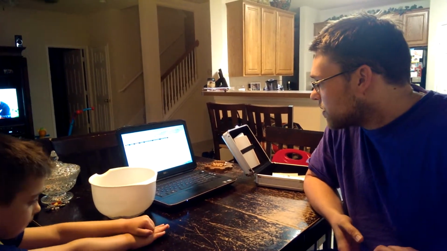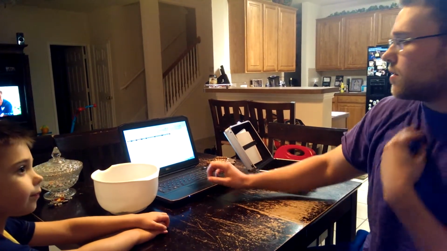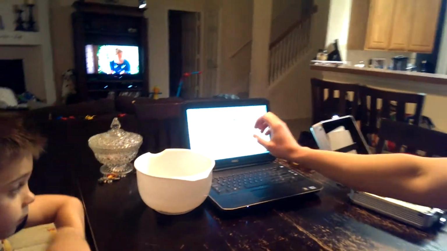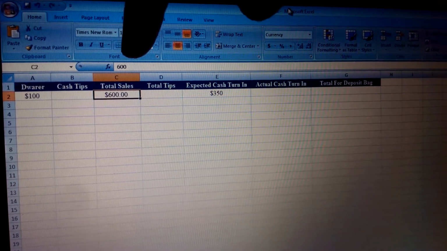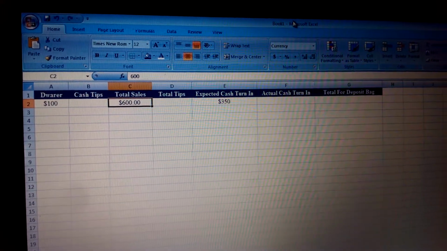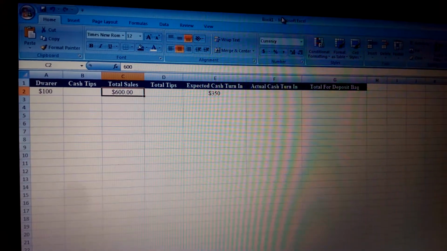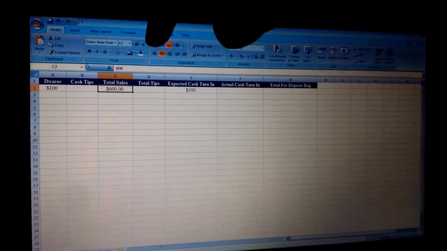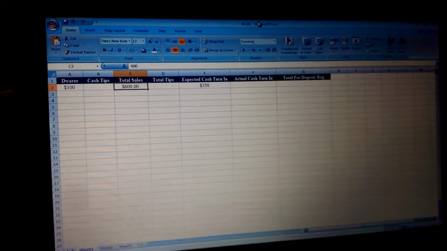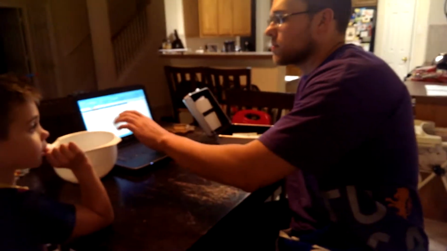Cool? Okay. Alright, so the first thing we need to do is look at our spreadsheet, and this is what would be on the whiteboard. I've got it divided up into our drawer, which is going to tell us what the drawer starts with every single day, our total sales, which is what we know we did for the day, and our expected cash turn-in, which is what we should have at the end when we've taken out all of our tips and part up our drawer. And then I've got a section for our total tips, because we're also making tips when we're selling our hot dogs. So the first thing we're going to do is take our tip bucket.